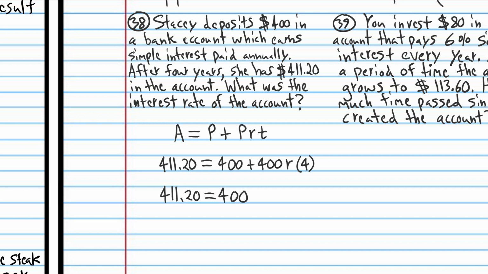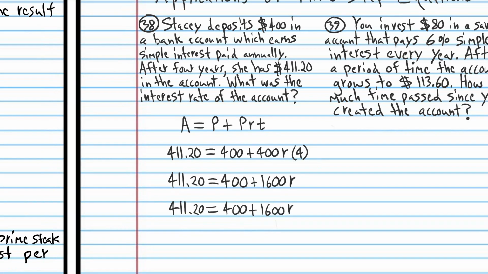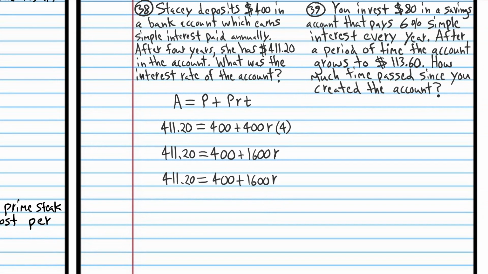So 400 times 4 is 1,600. So now, that was the first step. And now we just have a two-step equation. So the first step is we simplified. We didn't have to rewrite because we weren't performing an operation on both sides of the equation, but now we're going to have to rewrite. We rewrote already, and I'm going to perform an operation on both sides of the equation. And I'm going to have to move this over. And I have $11.20 over here.